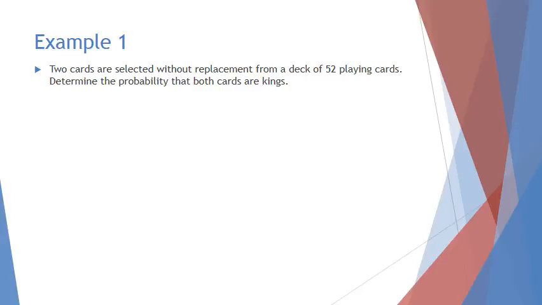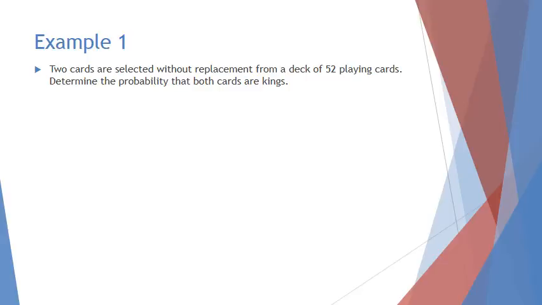Okay, our first example. 2 cards are selected without replacement from a deck of 52 playing cards. Determine the probability that both cards are kings. Now, another way to look at these types of questions is that these are all single event situations, meaning they grab 2 cards. That was the event. I'll keep highlighting that because that might help differentiate when we get into some other probability methods.